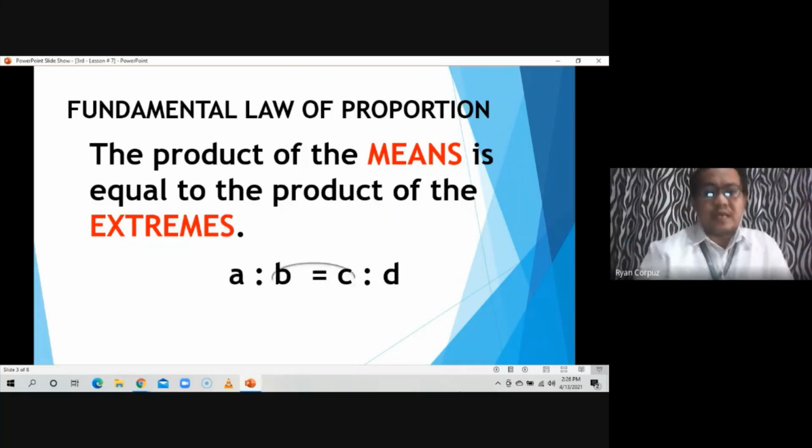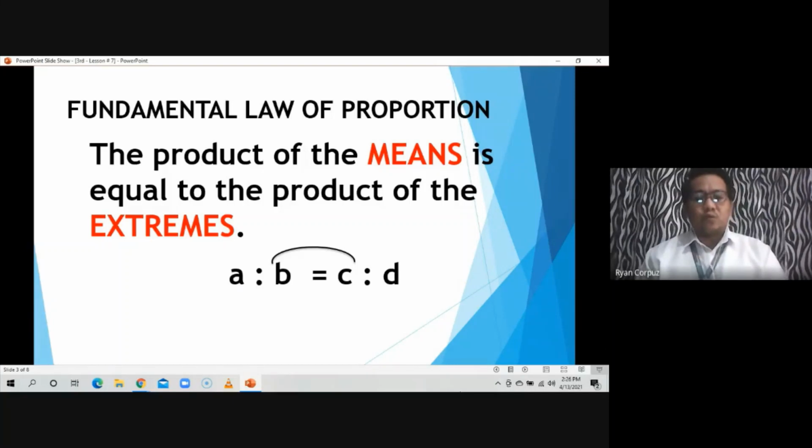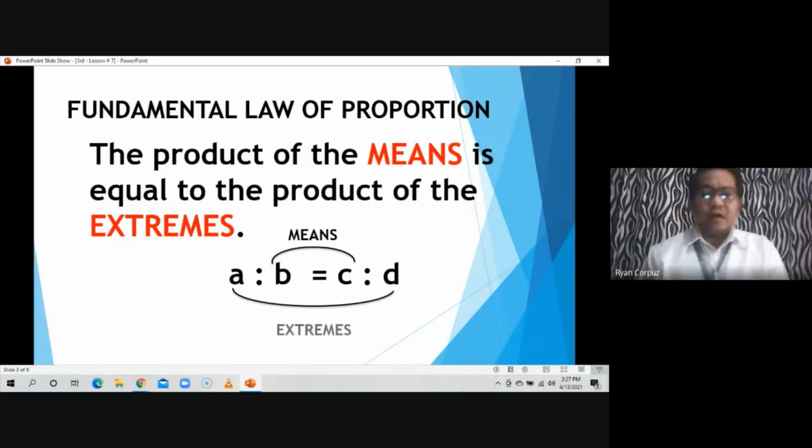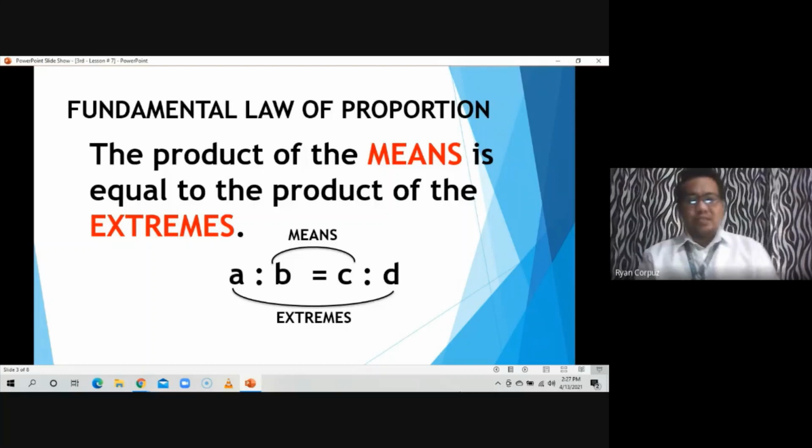So what are the means there? The two quantities, when we write it in column form, the two quantities inside, those are what we call the means. While the two quantities outside, yun naman yung tinatawag natin as the extremes.